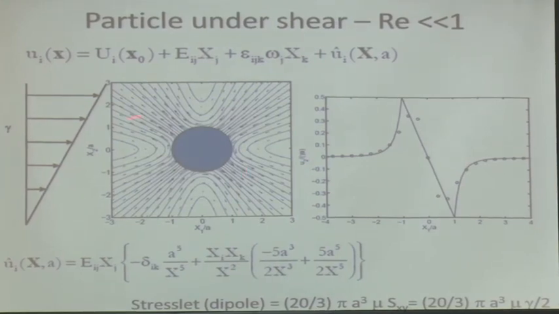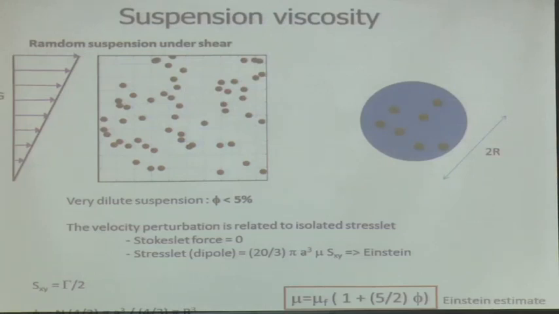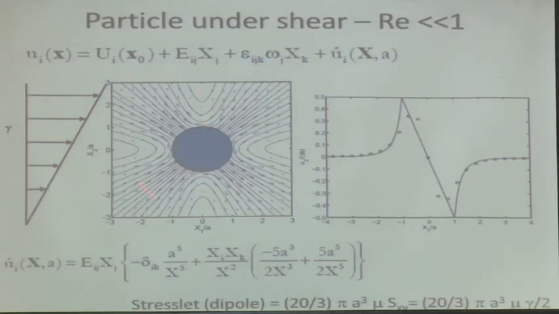And then, because he knows the flow analytically, he is able to compute, again analytically, the increase of dissipation. And what he obtained is an analytic prediction of the modification of the viscosity. This is called the Einstein estimate. It has also been done by Einstein with a different approach. And this is coming from this analytic solution.